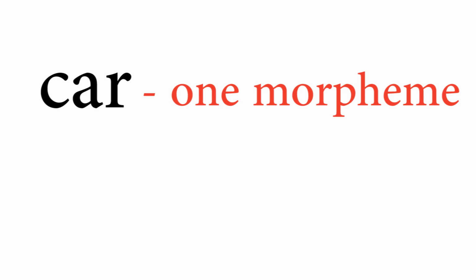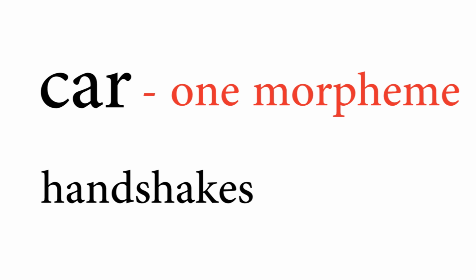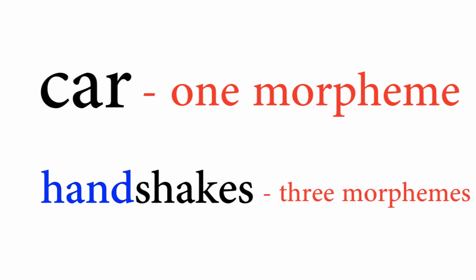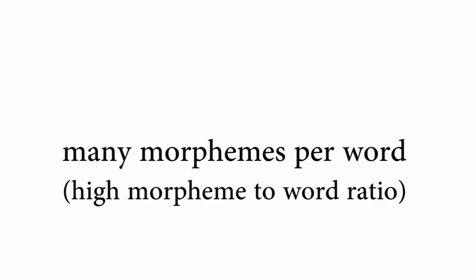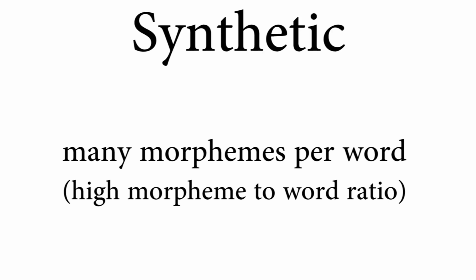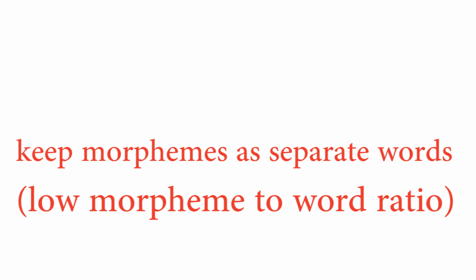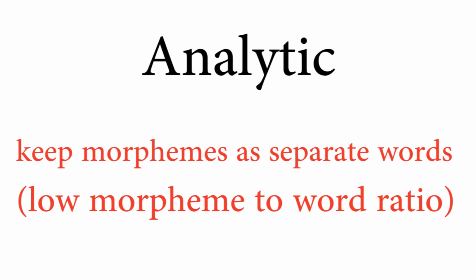In English, the word "car" contains one morpheme, or a bit of text that communicates information. The word "handshakes," for example, contains three morphemes: the word "hand," the word "shake," and the suffix -s to show plurality. If a language has many morphemes per word on average, it is said to be synthetic. If it instead keeps morphemes as separate words to string together a sentence, it is said to be analytic.